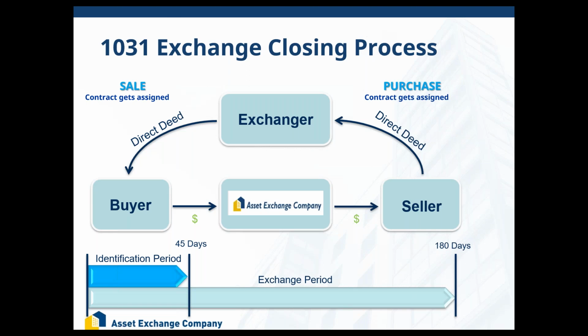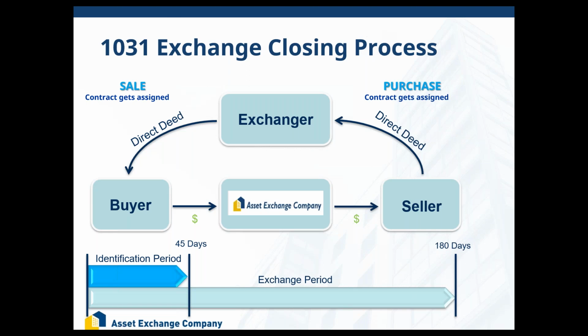And then the clock's going to start ticking, right? 180 days to close, to purchase your replacement property. The first 45 days is what? The identification period, right? We're going to be sending out that identification ID letter. The client, the exchanger, is going to be completing it, signing off on it, and getting it back to us by midnight of the 45th day.